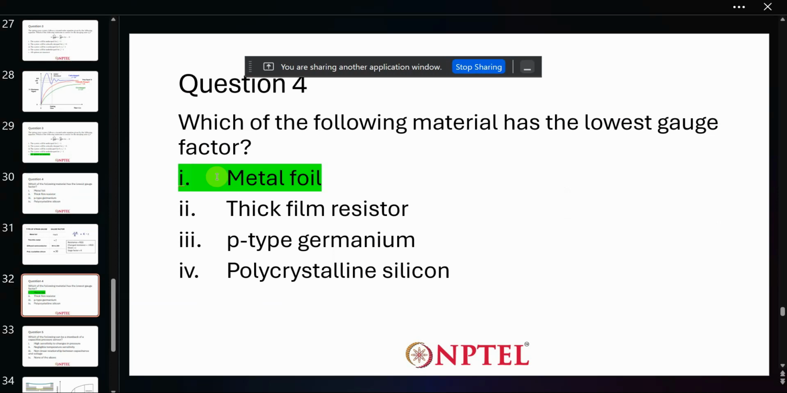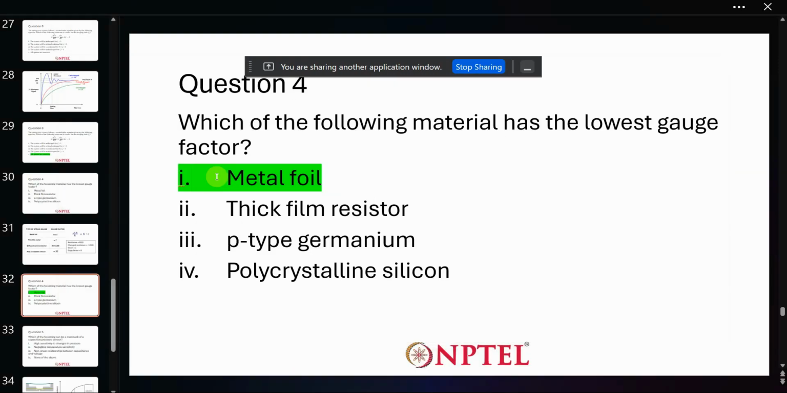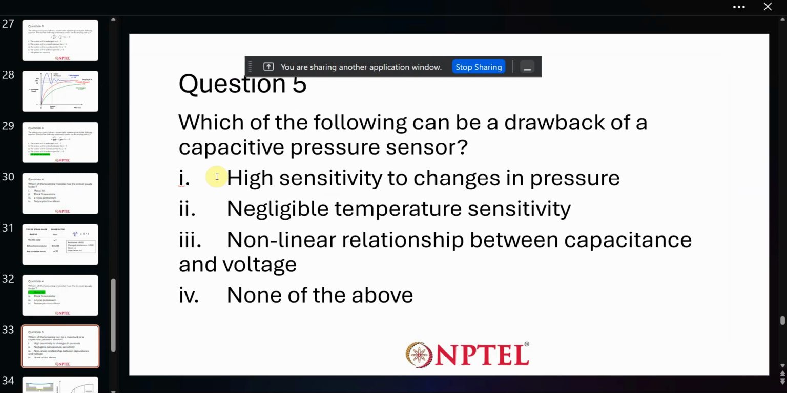Any questions? Okay, then we'll move to the last question. Which of the following can be considered a drawback of a capacitive pressure sensor? High sensitivity to change in pressure, negligible temperature sensitivity, non-linear relation between capacitance and voltage, or none of the above.